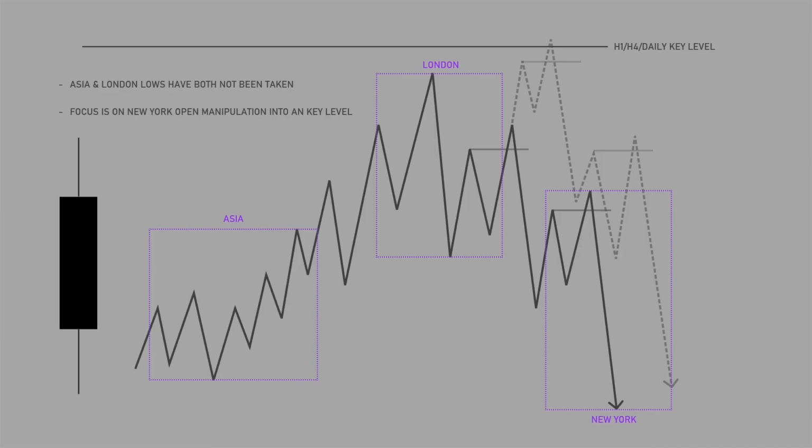So you want to be aware that we open up, we see the manipulation into the key level, and then you want to see price showing you displacement or reaction from that key level and showing you, by creating a change in order flow, that price is willing to reverse into the intraday liquidity pools, being the London and Asia lows, and obviously the higher time frame draw on liquidity.